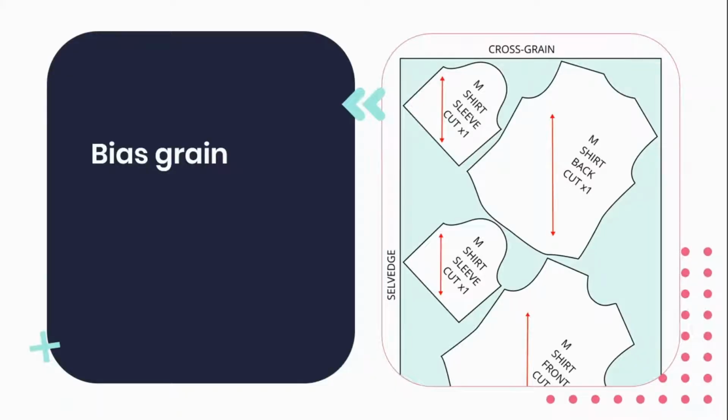For a bias cut, pattern pieces are placed at a 45-degree angle to the selvage. Even though this will use the most fabric, it folds and drapes beautifully around the body.